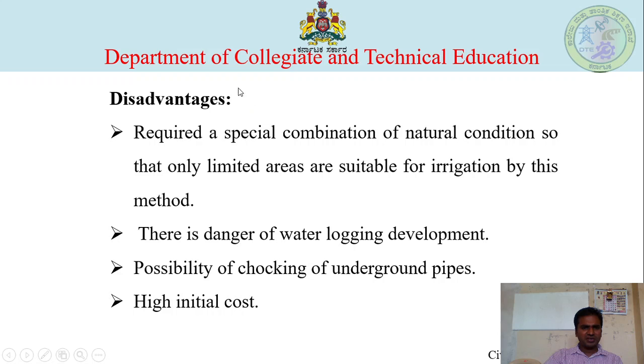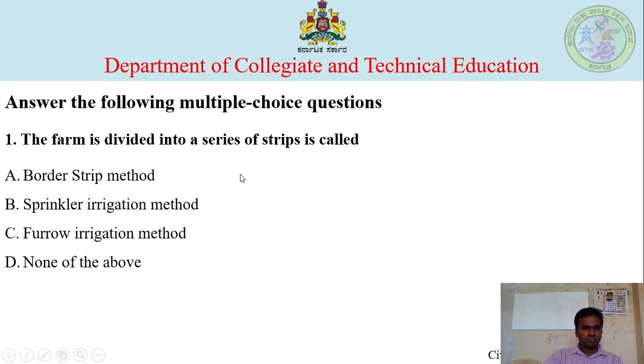What are its disadvantages? It requires a special combination of natural conditions so that only limited areas are suitable for irrigation by this method. There is danger of waterlogging developing, possibility of choking of underground pipes, and high initial cost.